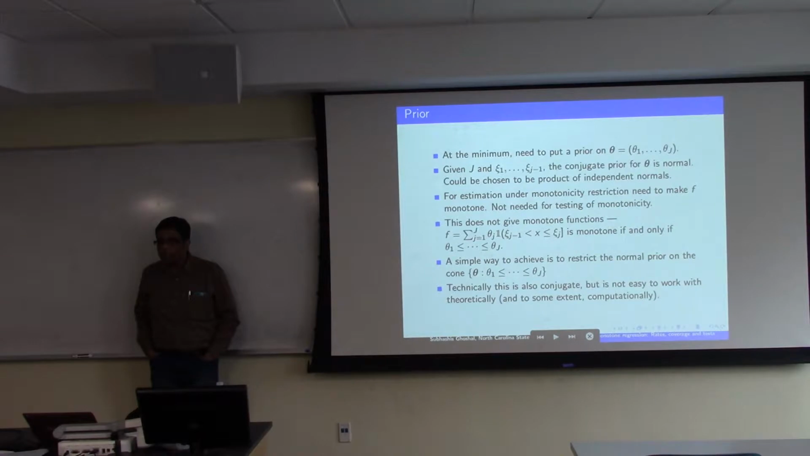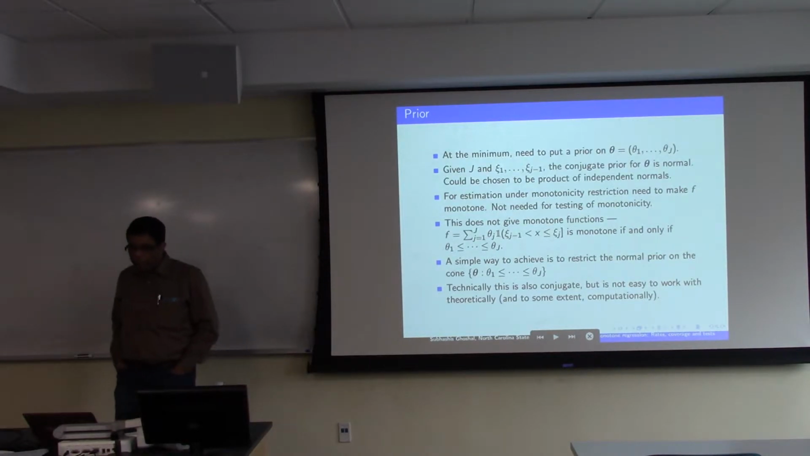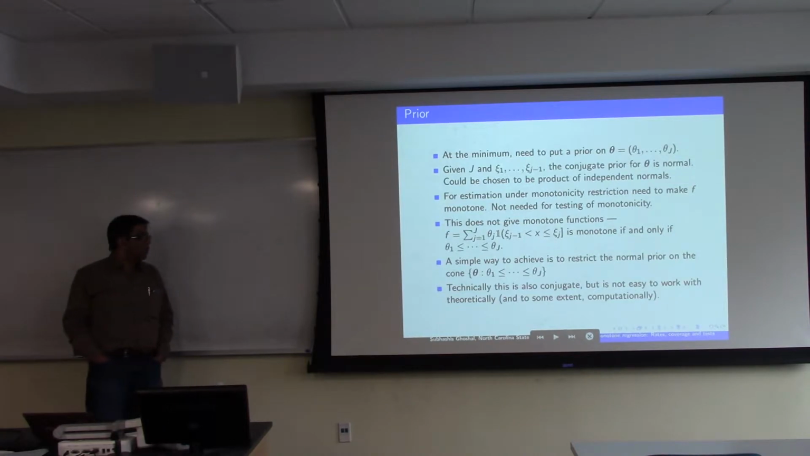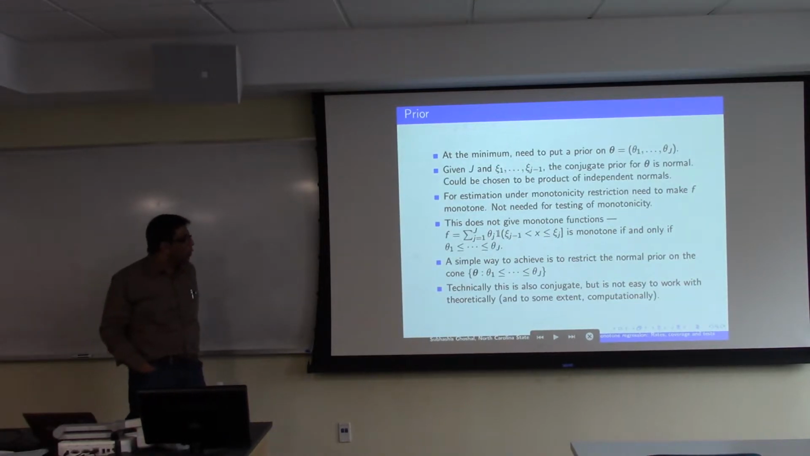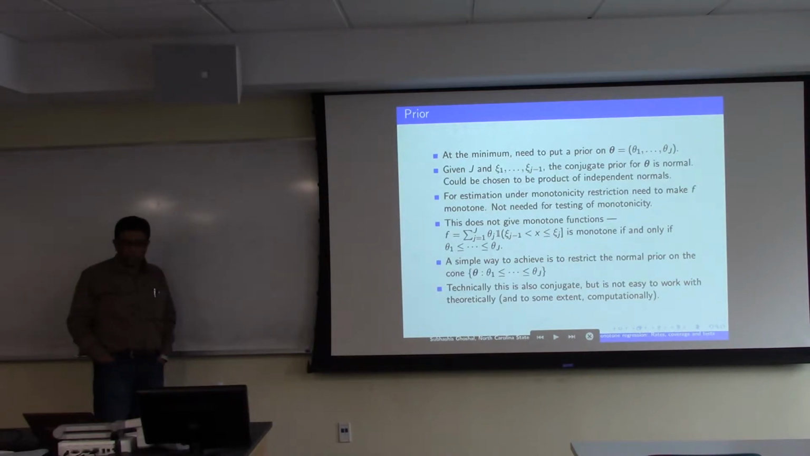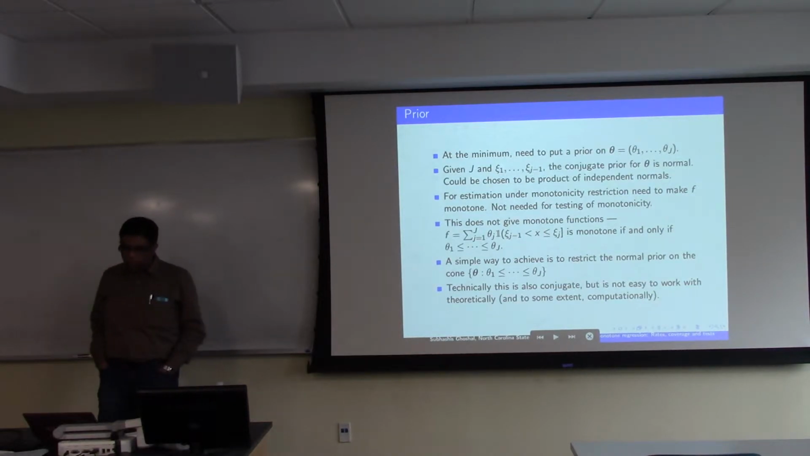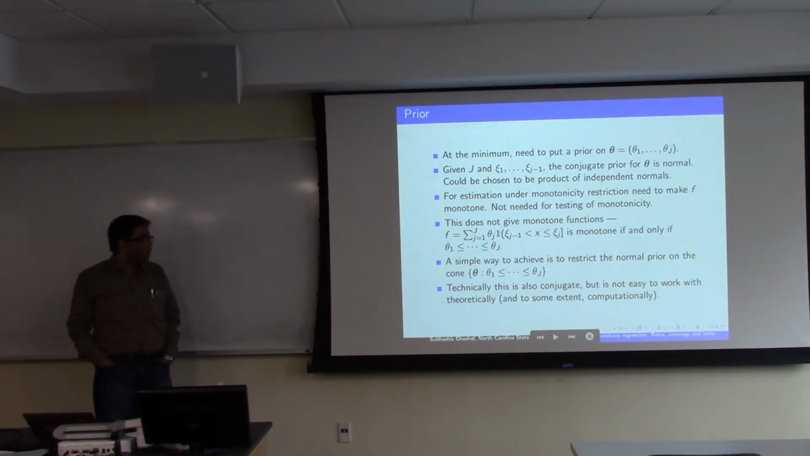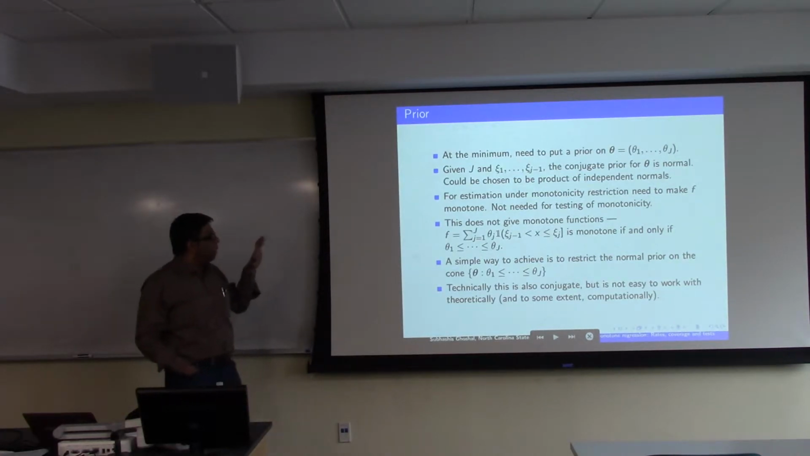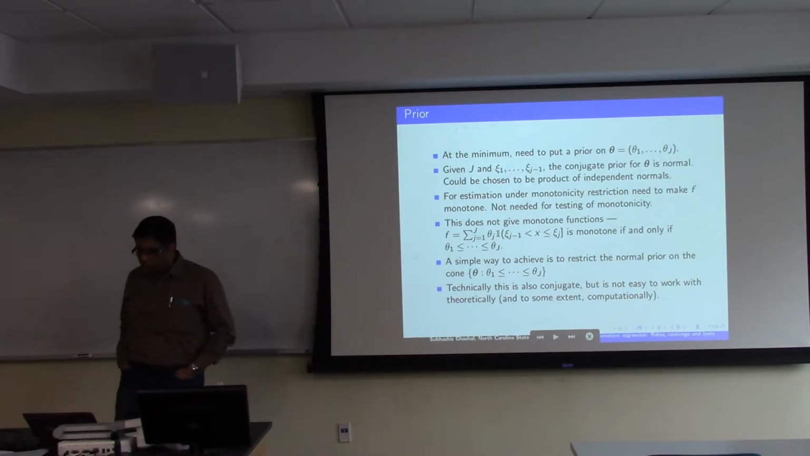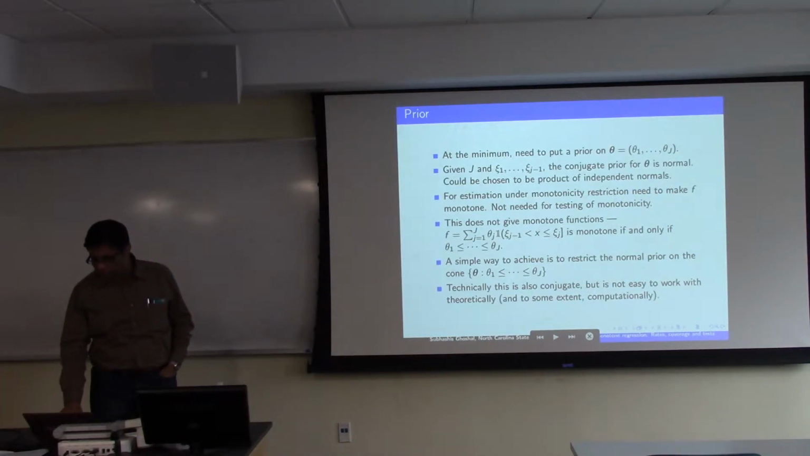It's technically also conjugate, the posterior is conjugate, but it's not easy to work with theoretically because of the restrictions. It would be quite a challenge to do calculations with this prior. Computationally it's also a little more complicated. It's still doable; there are advanced computational techniques like Hamiltonian Monte Carlo which can handle the computation. But obviously, having a restriction adds complication, and theoretically it definitely adds a lot of complication.